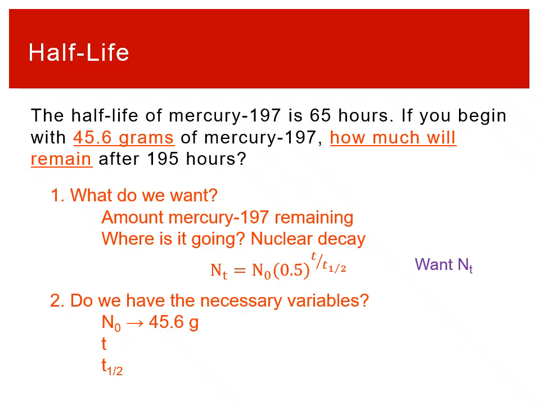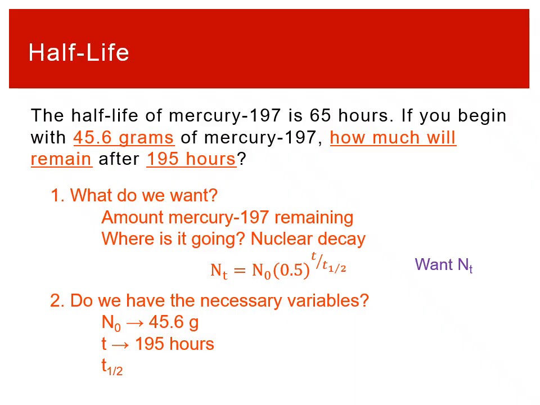For time, T, we can see that we're given 2 values, 65 hours and 195 hours. Because we're told this T without the subscript 1/2, that's going to be a general time specific to this particular setup. So we're dealing with 195 hours.